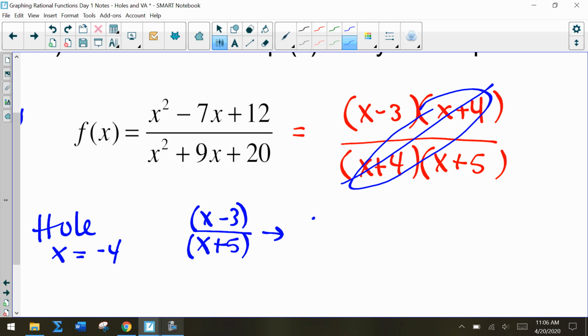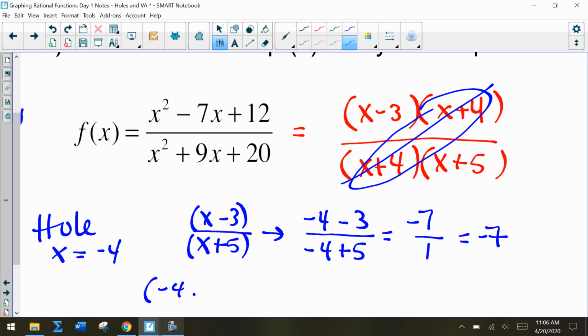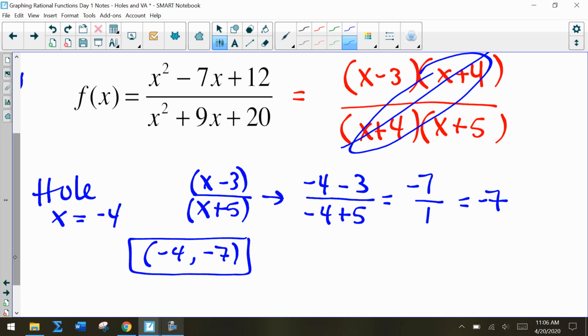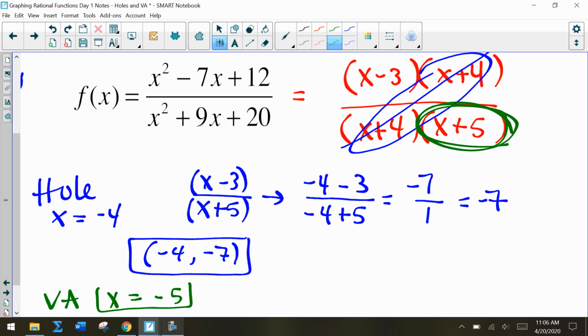And we'll plug in -4 into the reduced function. We have -7 over 1, so -7. So we have a hole located at -4, comma, -7. So when we begin graphing, we're going to know where that is located. Now the vertical asymptote, again, is the remaining factor after you found your hole. x equals -5, that's the vertical asymptote.